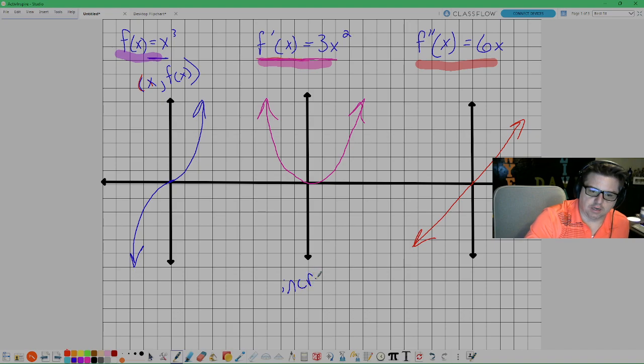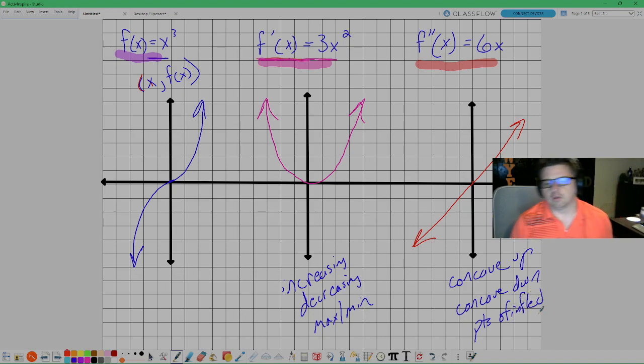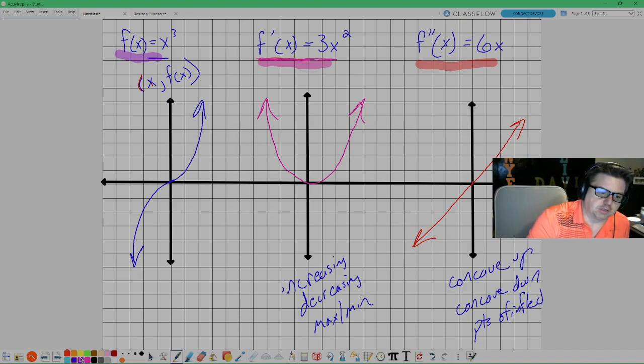So this will tell us increasing and decreasing and potential max and mins. This will tell us concave up, concave down, and points of inflection. So what happens is this information, be it whatever graph, whatever graph we're on, we have a function that's going to tell us what is going on.